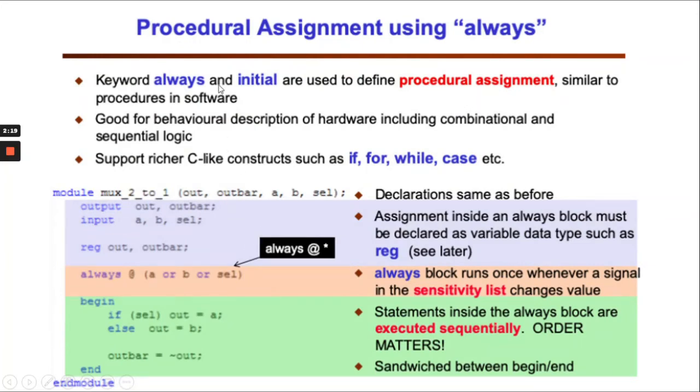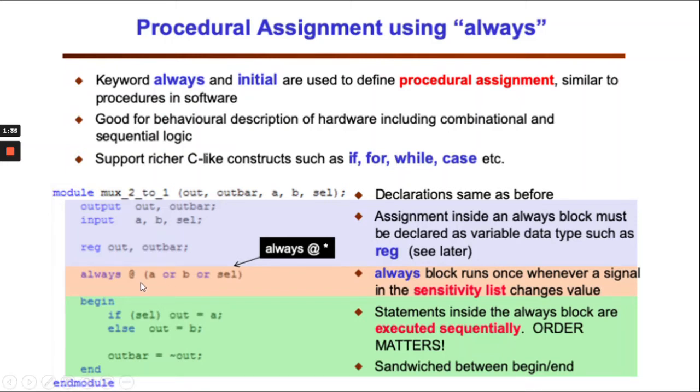All right, so now we're going to discuss procedural assignment using always. The procedural keywords always and initial are used to define procedural assignment. If you look at what procedural assignment means in software, it's like a condition, right? It's good for behavioral description of hardware, including combinational and also sequential logic. As you can see here, there's an always condition. So always, and then there's an at, and then in brackets, these are the signals that you want the code to be sensitive to.